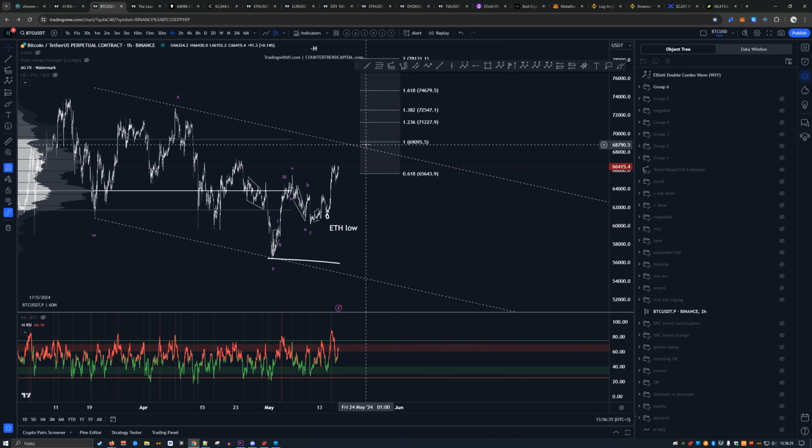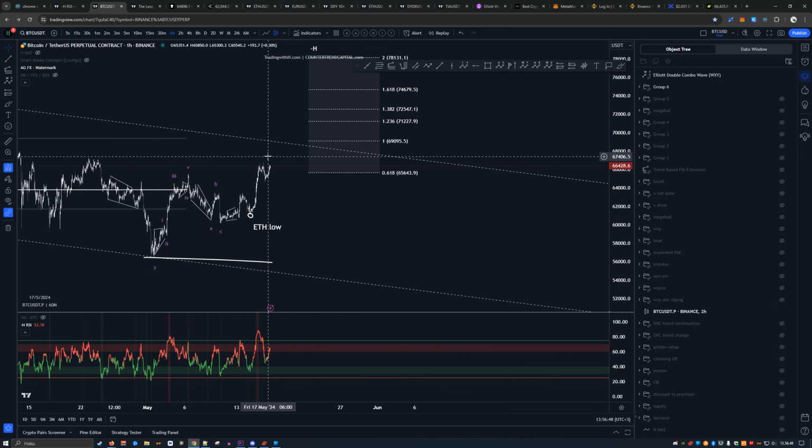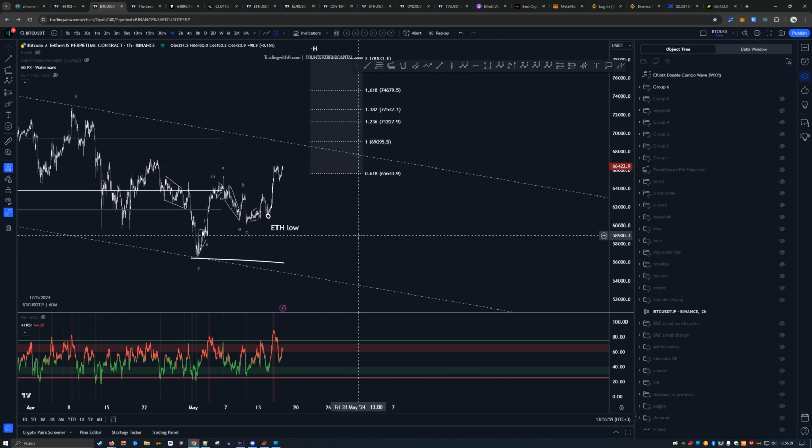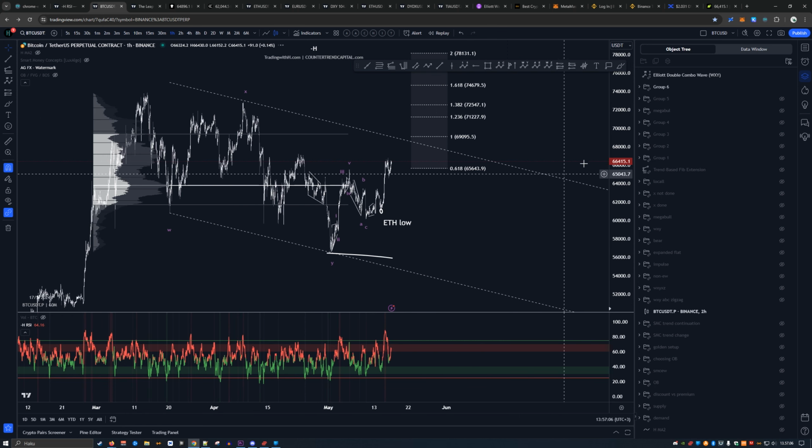At this point again, the 1-to-1 would be that main target, because that is where we have more confluence based on this, and also that extension. Currently we created on hourly a high here. So what we are expecting is to create another price high with a divergence on RSI, indicating that the momentum is dying down a bit. And if that happens and we tag that 1-to-1, I'm expecting us to drop downwards.